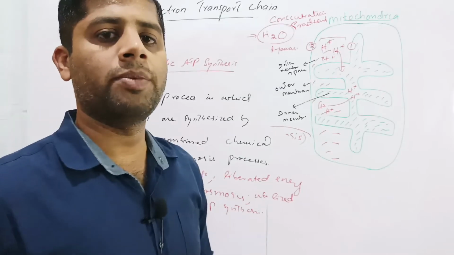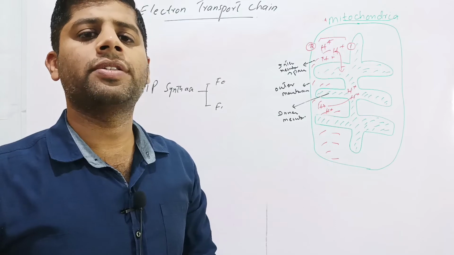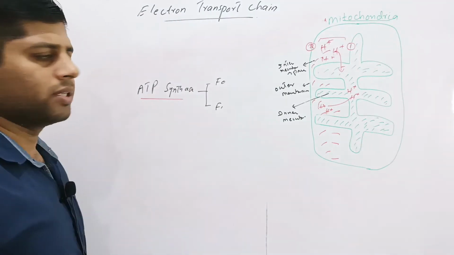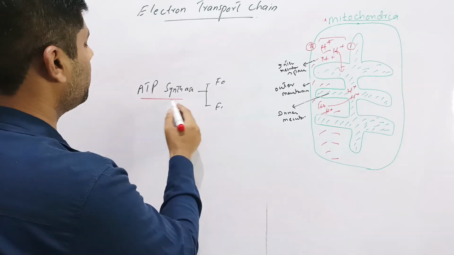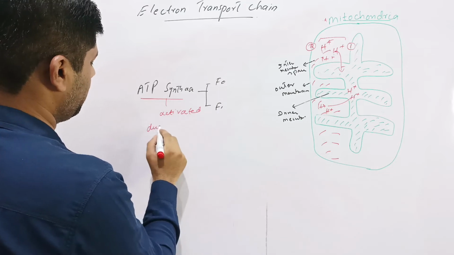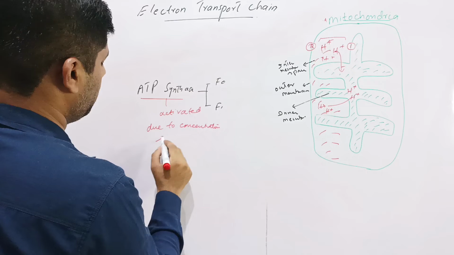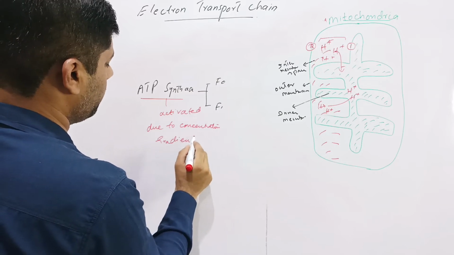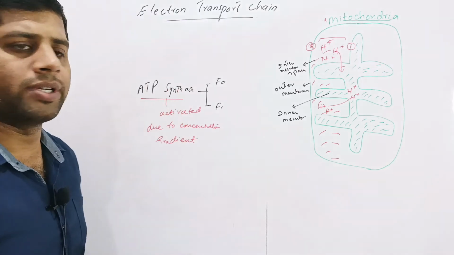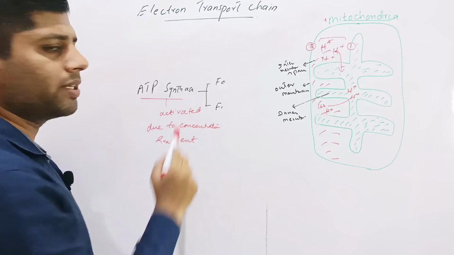This process is called chemiosmotic ATP synthesis. For chemiosmotic ATP synthesis, an enzyme, ATP synthase, is required. This enzyme ATP synthase is activated due to the concentration gradient. When the concentration gradient is achieved, the enzyme ATP synthase is activated. ATP synthase has two components. The first one is F0 and the second is F1.